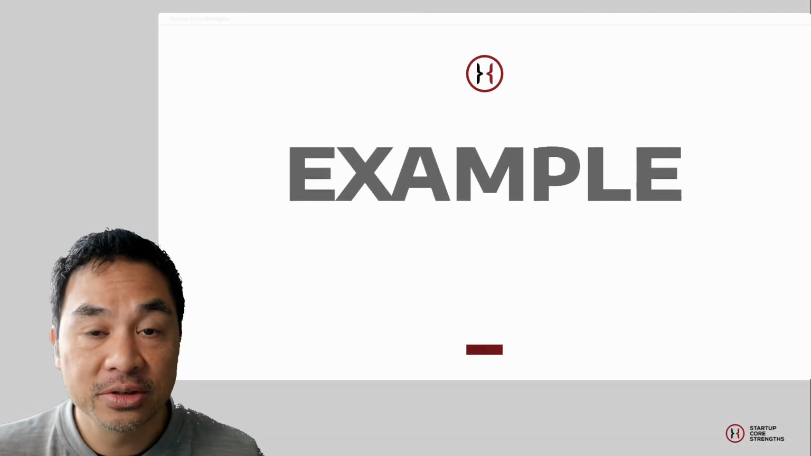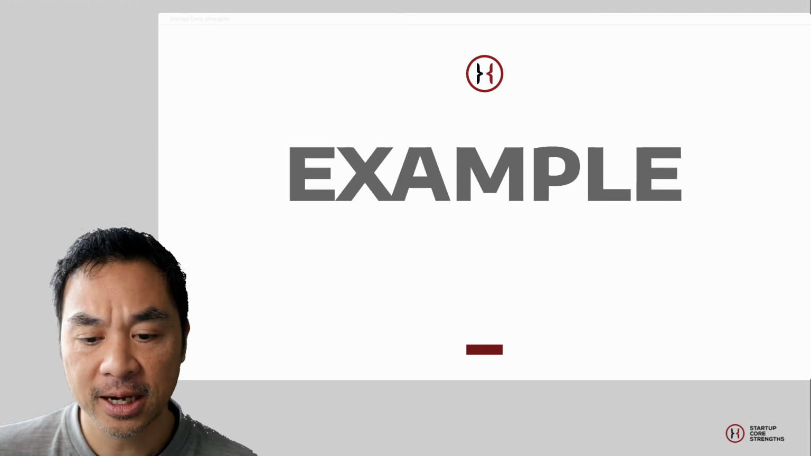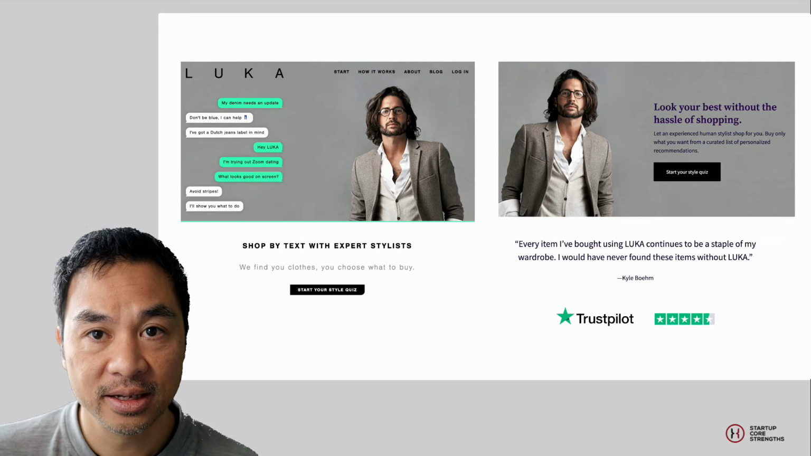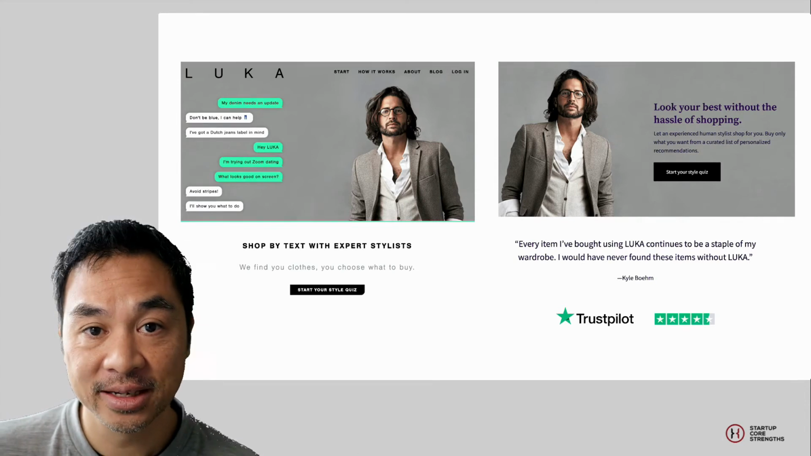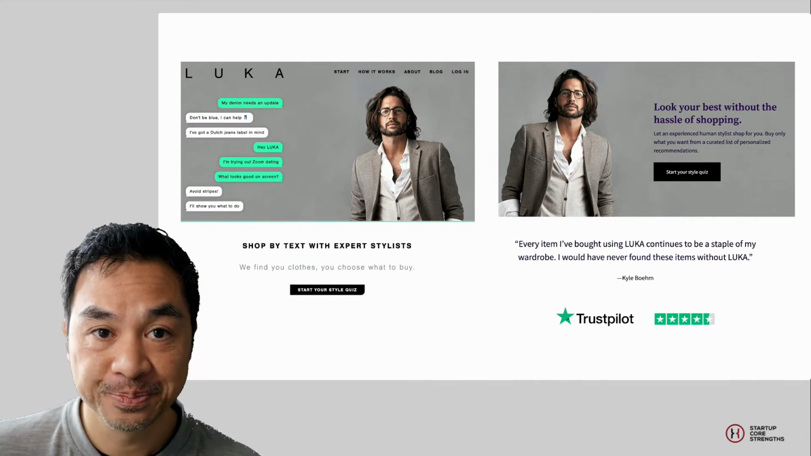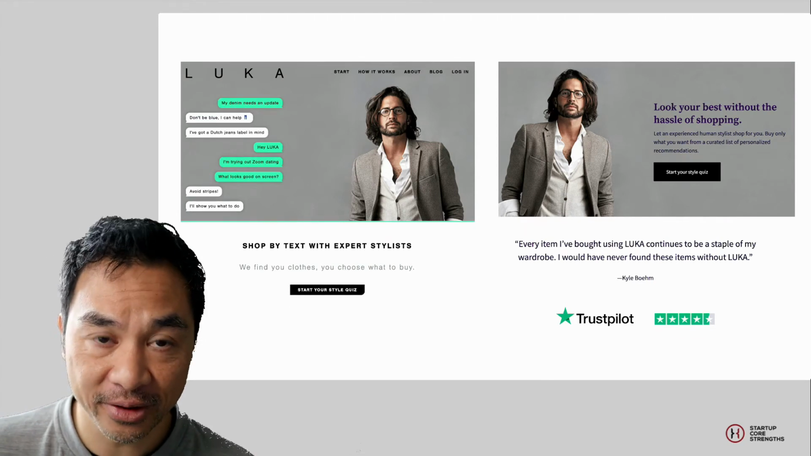So congratulations, you've been able to put together your 15-minute landing page. So let me show you a real life example of one of our clients. Here is one of our companies, Luca. They're an app that helps men get styled, dress better. And so you see here on the left is the original homepage, and on the right is the variant.